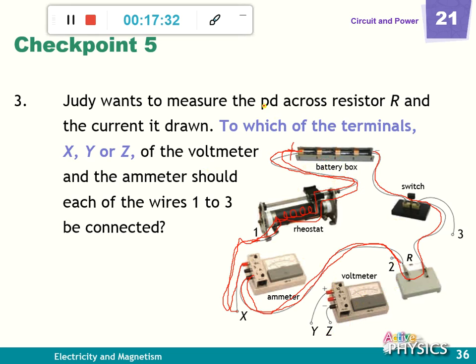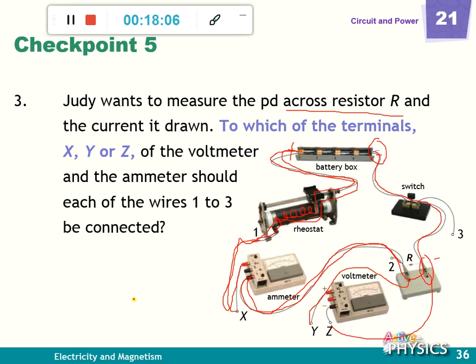Go back to the question. We want to measure the PD across the resistor R. Then you should have two wires across it. Once again, the positive one should be near to the positive. You can see that for this resistor, this terminal should be as near as possible to the negative terminal here. Then this negative Z should be connected to here. Y should be connected to here.